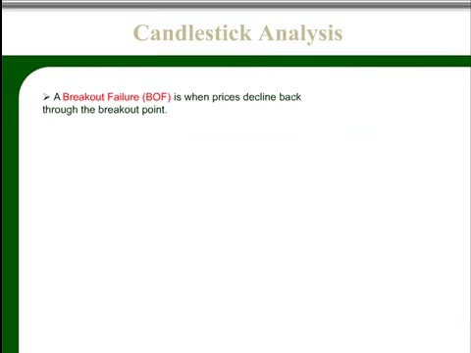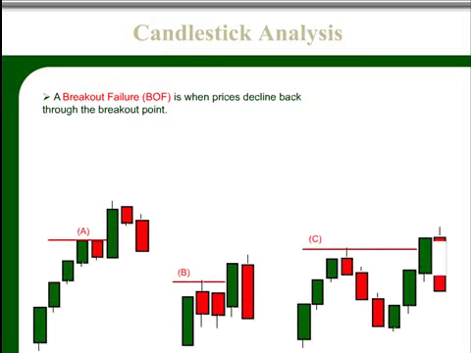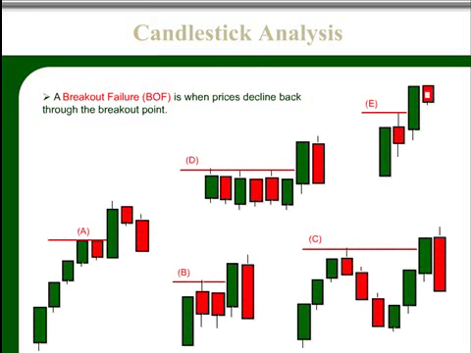A breakout failure is when prices decline back through the breakout point. When prices advance above an area of resistance, it is because there was an increase in buying that overwhelms selling. Those buyers have expectations that they will make a profit from higher prices. When prices immediately decline back through the point they broke out from, it changes the expectations of traders who bought the breakout because they're now holding a losing position. This will likely lead to an increase in selling pressure as the losing traders close their position.